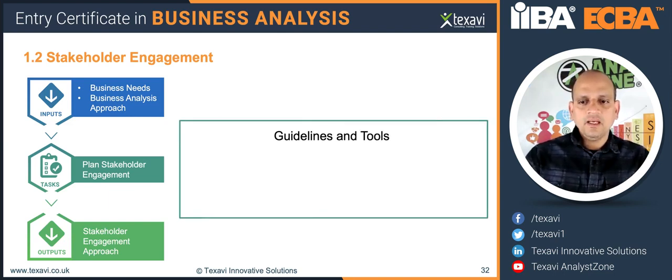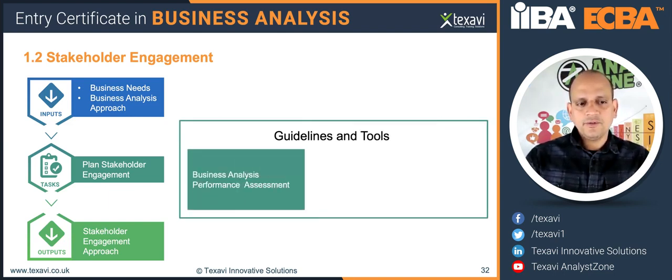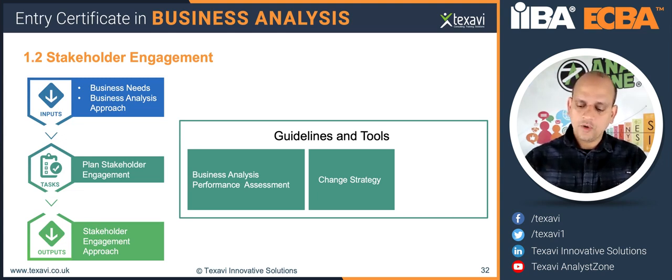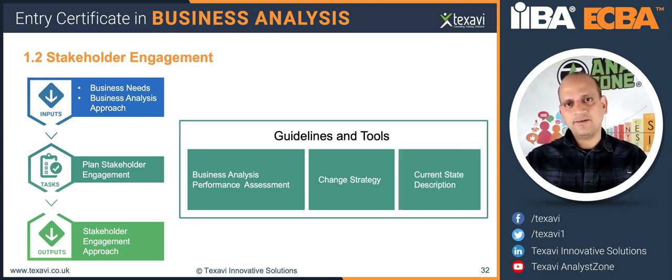So in terms of the guidelines and tools, what do you need to start off your planning for the stakeholder engagement? You need to understand the business analysis performance assessment. That's a very important element here. And then you also need to look at the change strategy. How do you envisage the organization adopting this change? What kind of strategies are there ahead for the organization to consider as options? And what is the potential outcome? That's the current state description, in terms of where you are.